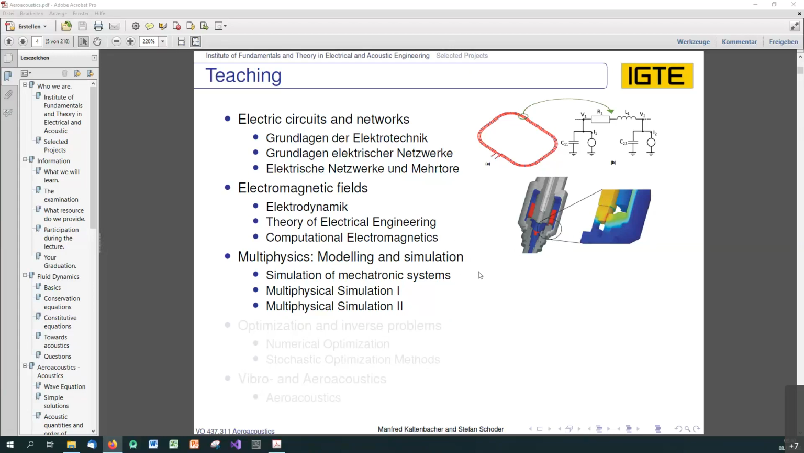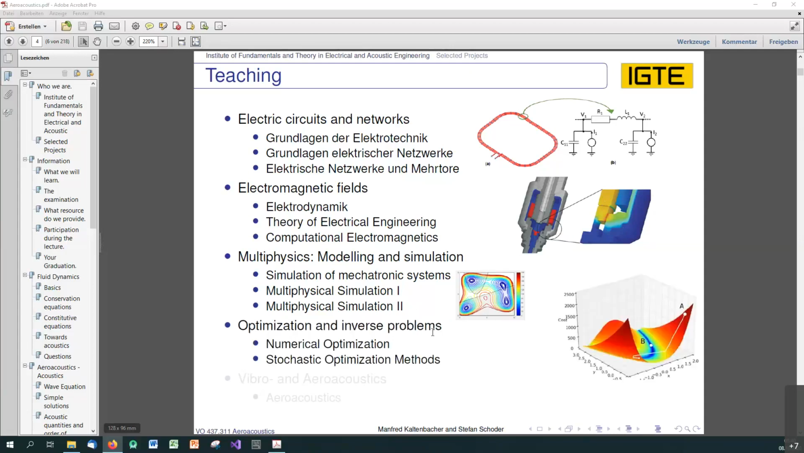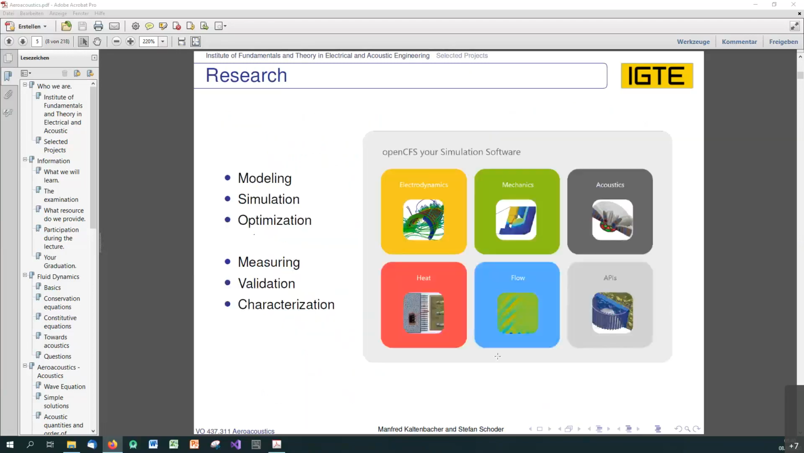Then at the institute, we also do courses on optimization. So if you're interested in that, have a look at them. And of course, the section Vibro and Aeroacoustics, where you are now. And there is the lecture and the practical course Aeroacoustics. Okay, that was teaching.